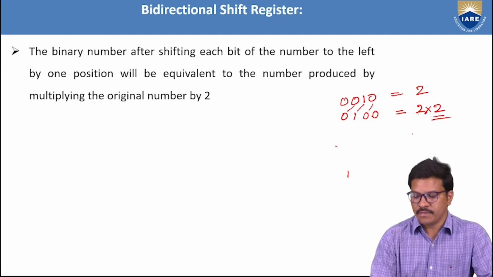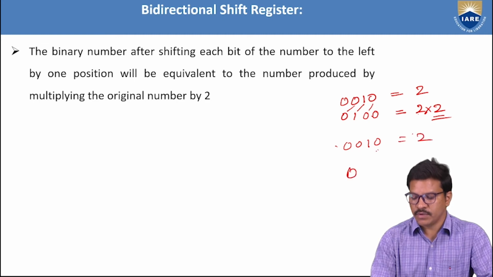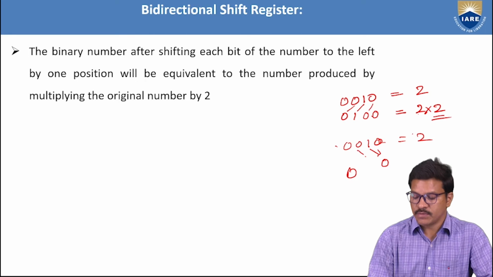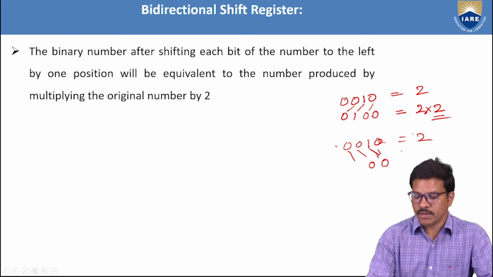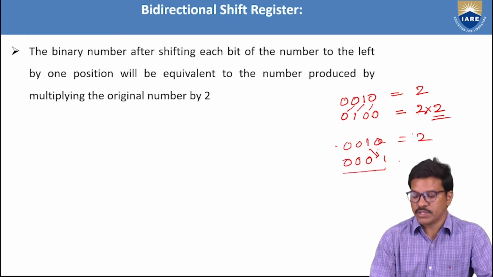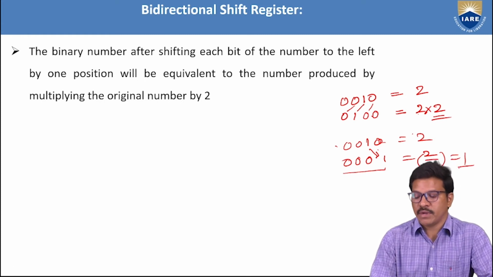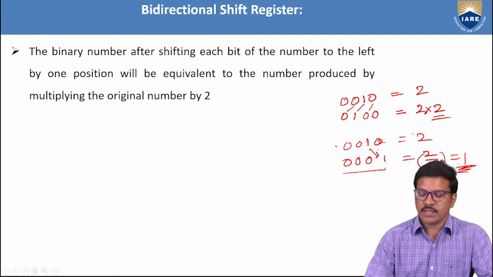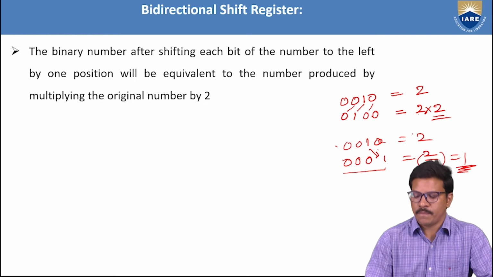If it is a right shift, 0010 shifted to the right: this one moves to the last place, the last bit comes out, and the others move one place to the right, with the first place filled with 0. So this is equal to 2 divided by 2, which is 1. So a right shift is, in decimal, equivalent to dividing the given number by 2, and a left shift is nothing but multiplying by 2.